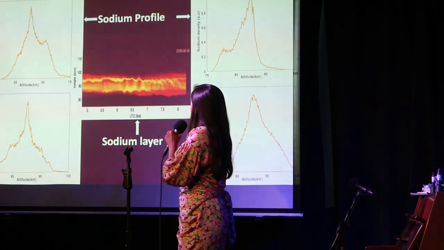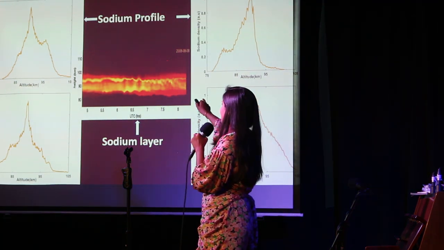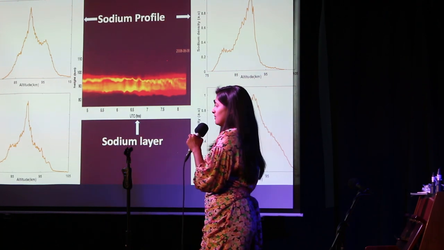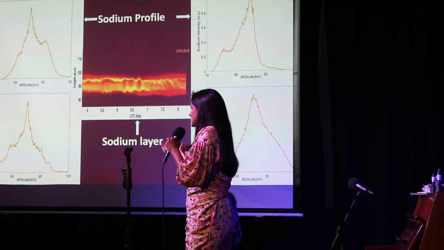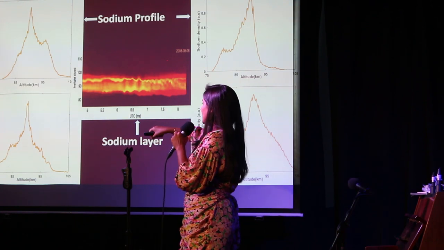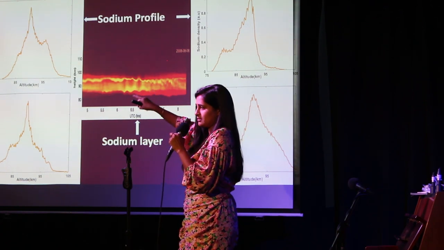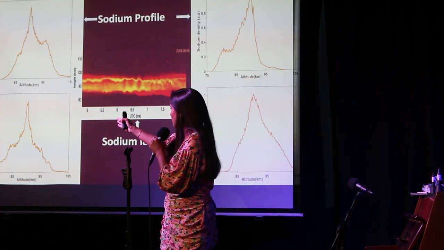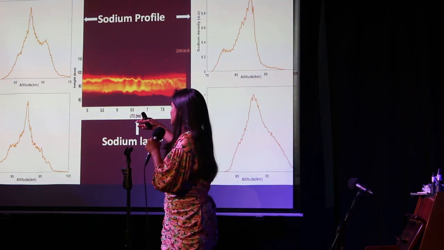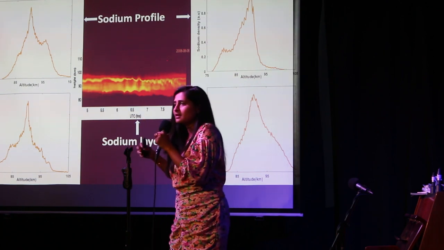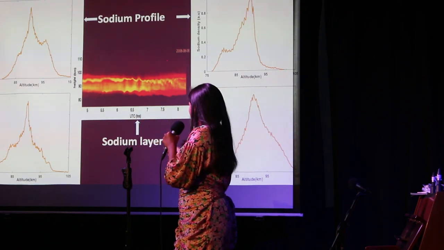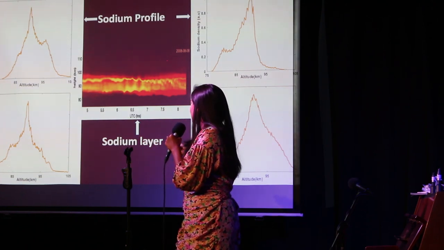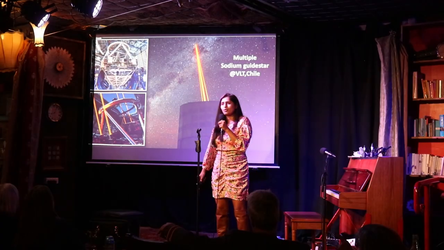So, this is how the layer looks. It could be of any shape. But one thing about this layer is it has a maximum density at the center at 90 kilometers, and the rest is going to decrease. And you can see in the left corner, that's when a large burst happened, a sudden rise in the peak.